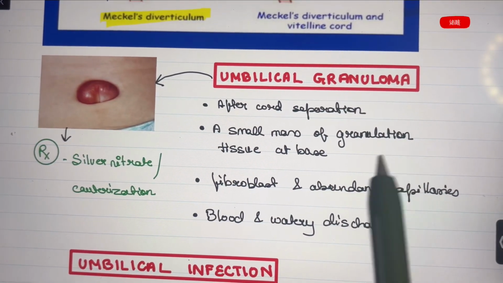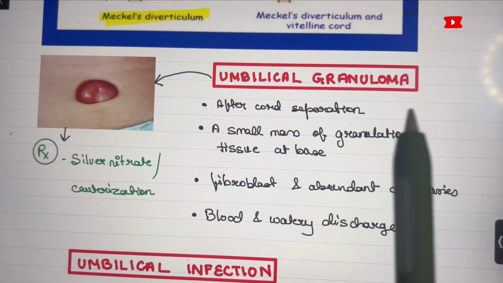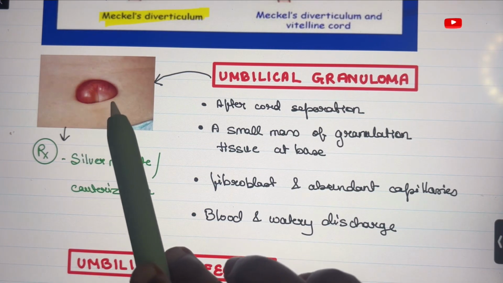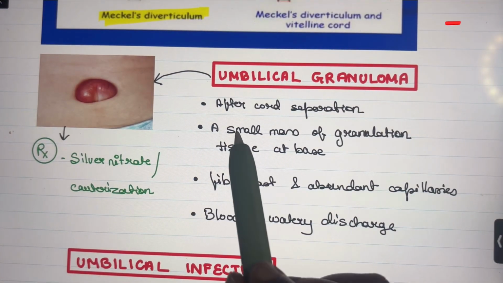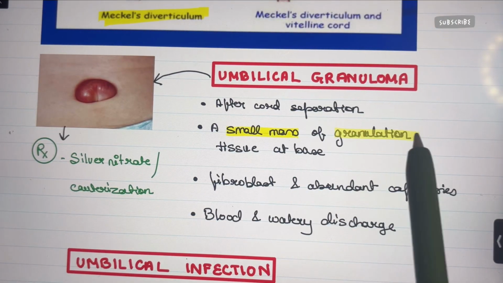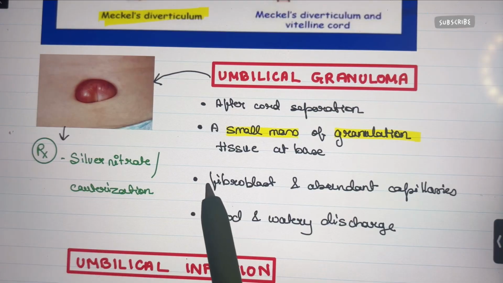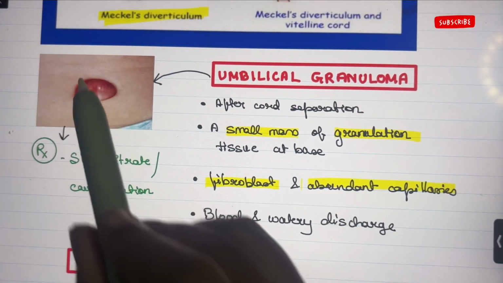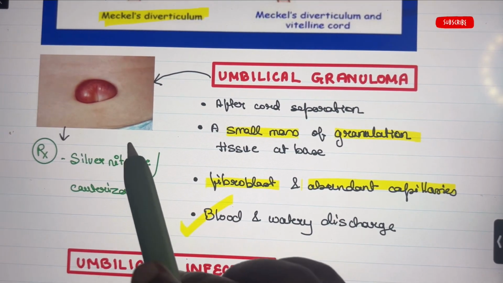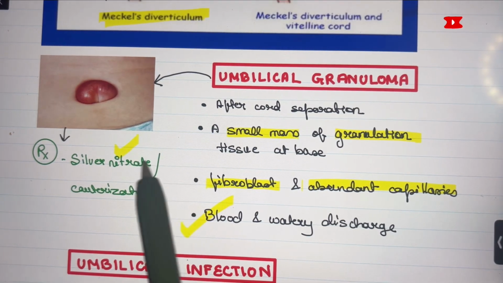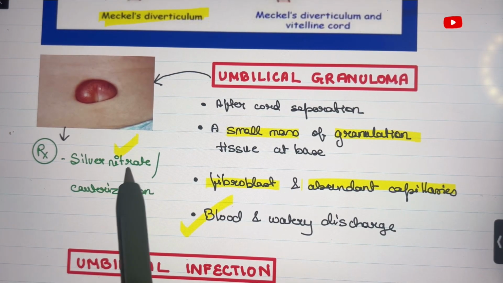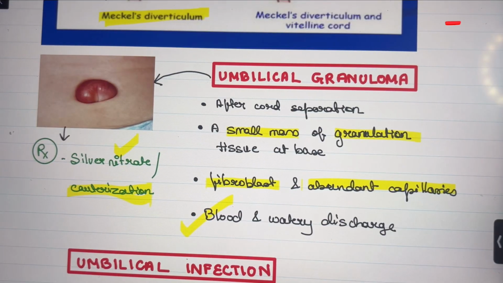Umbilical granuloma occurs after cord separation, meaning the cord has detached from the umbilicus after birth. After cord separation we can see some granuloma like this. It presents as a small mass of granulation tissue at the base, with abundant fibroblasts and abundant capillaries in this area, and sometimes a bloody and watery discharge is also present. For treatment, we can apply silver nitrate, then the granulation tissue gets destroyed and it heals, or if topical application is not enough, we can do electrocauterization for this umbilical granuloma.